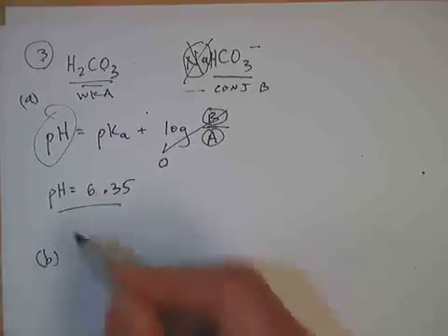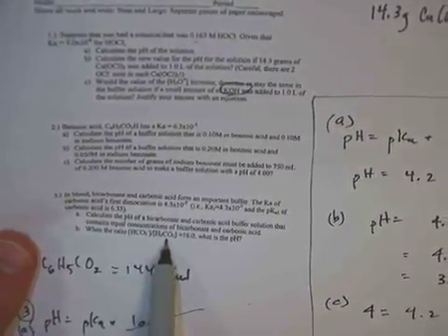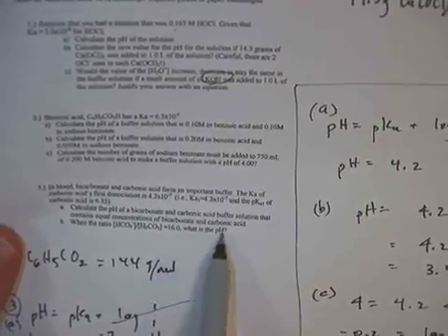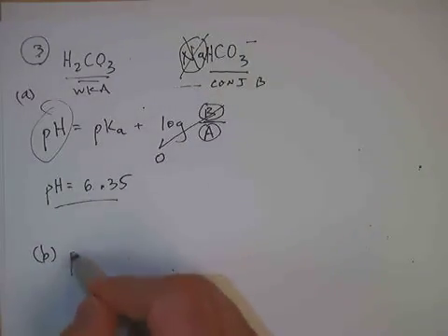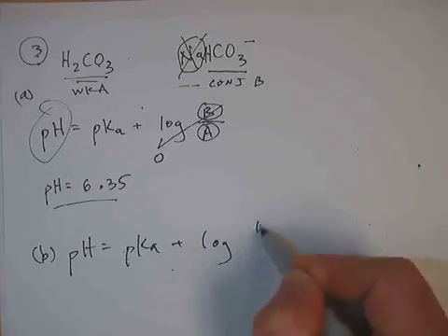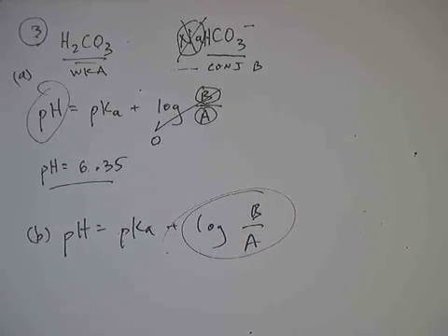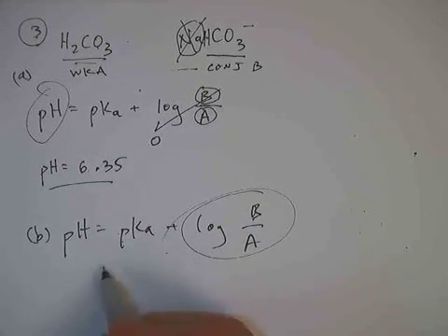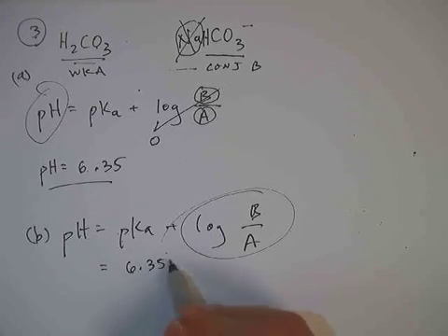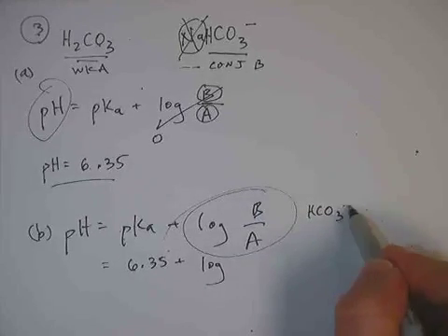Of course, if this number is equal to this number, this now becomes the log of 1. And the log of 1 is 0. So in other words, the pH of this solution would be equal to the pKa, and lo and behold, they tell us the pKa right here in the question, 6.35. There's my pH. Now, in letter B, they say that the ratio of HCO3- and H2CO3 is now 16.